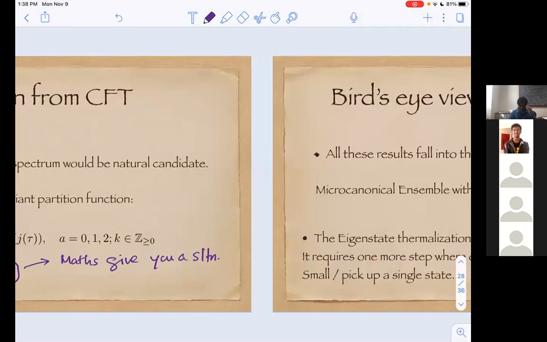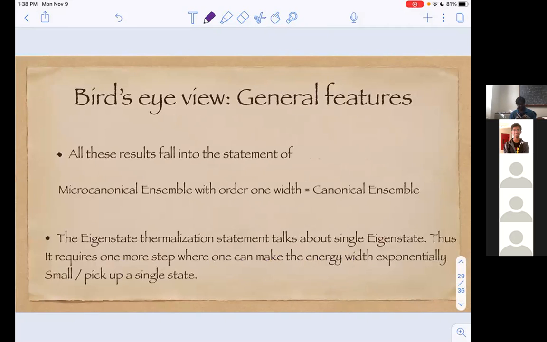Now to conclude, I want to just give you a bird's eye view, some general features which we learn from all these techniques. This will be pretty quick. All these results fall into a general statement of the following kind: that the microcanonical ensemble with order 1 width is the same as the canonical ensemble. And we know that eigenstate thermalization talks about a single eigenstate.